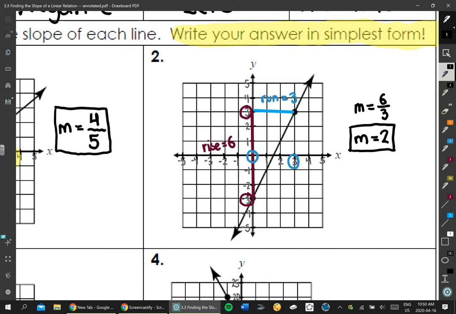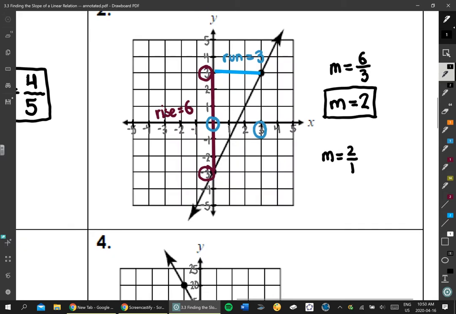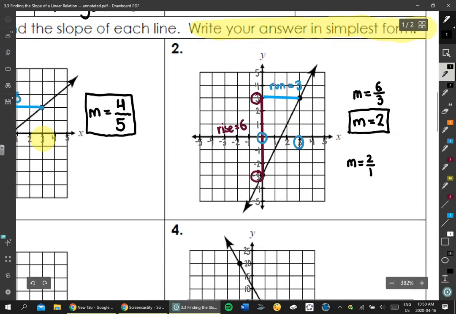I mean, you can leave it as 2/1 if you want, but we don't need to do that. We can just leave it as 2. If you prefer to write m as a ratio, 2/1 is appropriate.